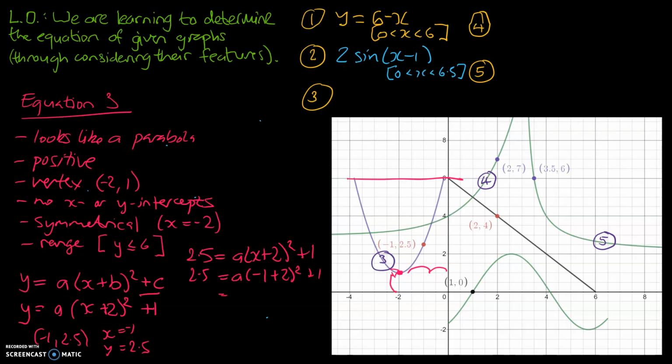-1 plus 2 is 1. 1 squared is 1. So that's going to be 2.5 is equal to a plus 1, which means a is going to be equal to 1.5. And you also may have put that in a fraction version as well.